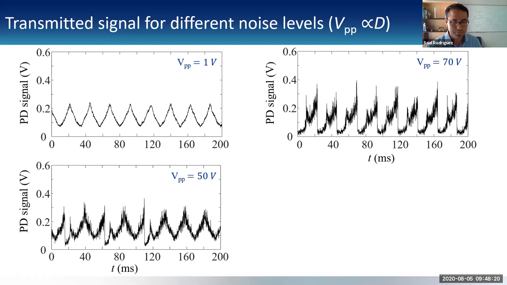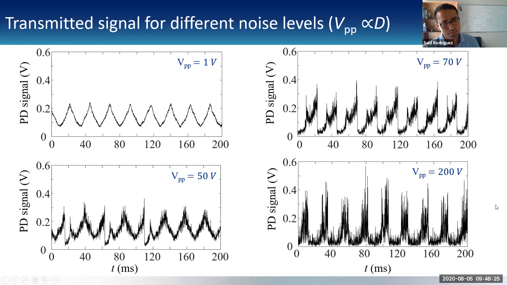If I add even more noise, then the signal just becomes very noisy, and not only is there a switch in every ramp, so this is the ramp going up and it switches, and this is the ramp going down and it switches again. Not only is there a switch every ramp, but there are also switches within the ramp, for example these events here, and these events here, or these events here, and that just degrades the signal-to-noise ratio. So I'm going to make this a bit more quantitative now.